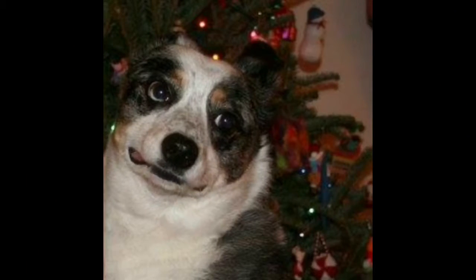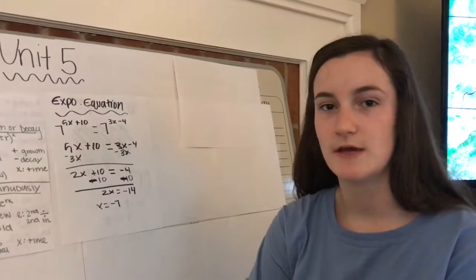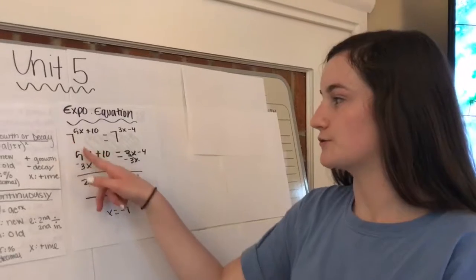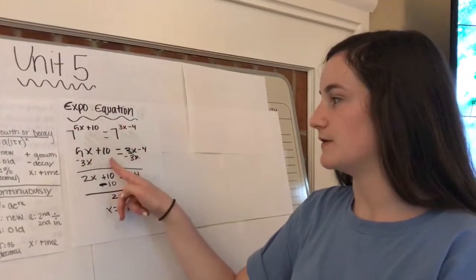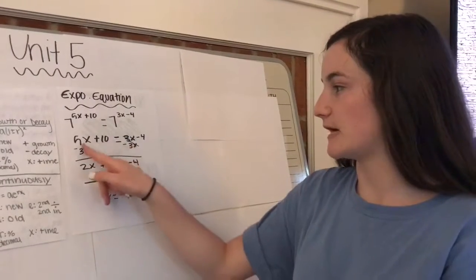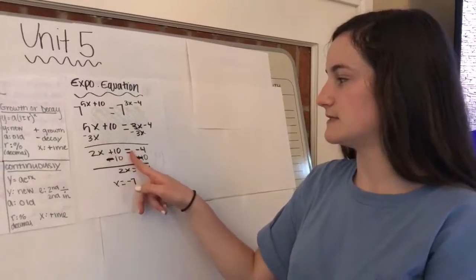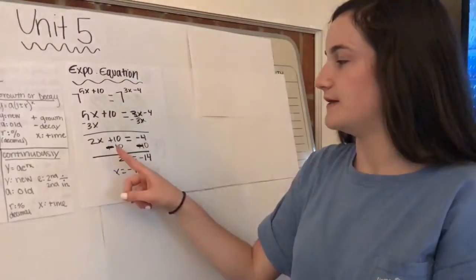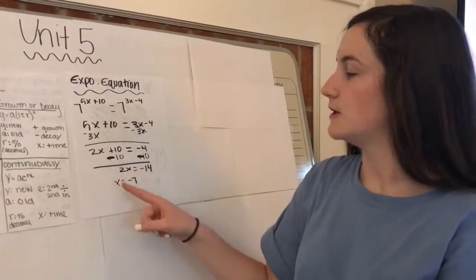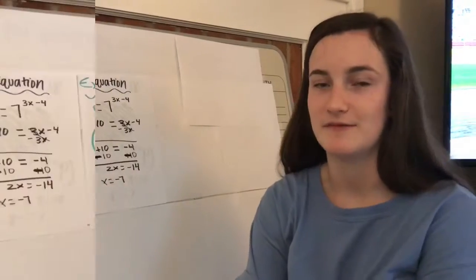Exponential equations. Our third topic in Unit 5 is how to solve exponential equations. When you're given a problem that has two numbers of the same base, you drop the bases and set the exponents equal to each other. So here I've subtracted 3x from this side to make it so x is only on this side, and we now have 2x plus 10 equals negative 4. I then subtracted 10 on both sides and canceled out the 10s, so it's 2x equals negative 14, and I got x equals negative 7.